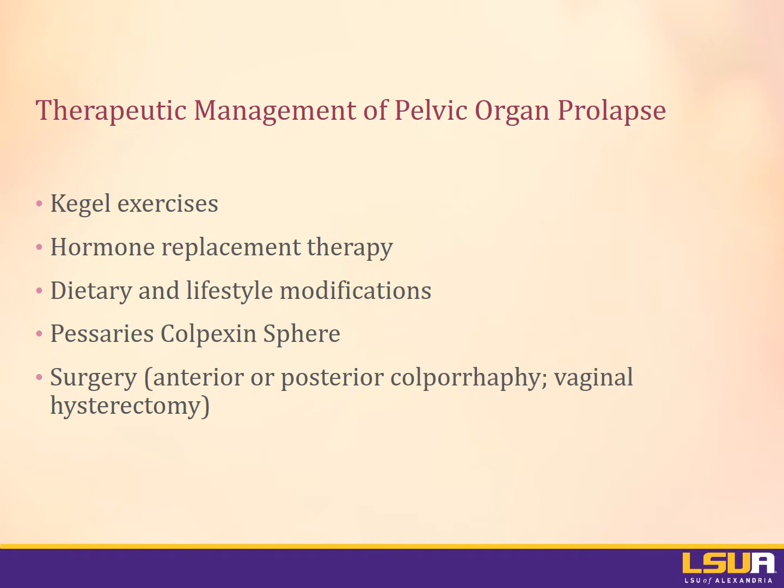So Kegel exercises are helpful. Sometimes physicians will place her on hormone replacement therapy, but as I said before, this isn't continuous, because it can lead to the development of breast cancer. Dietary and lifestyle modifications help, and sometimes if they lose just a little bit of weight, they'll have some relief. Pessaries or Colpexin spheres, you can read about those, and sometimes it is necessary to do an anterior posterior colporrhaphy, or a vaginal hysterectomy. If they've got too much prolapse, they'll go ahead and do a hysterectomy.